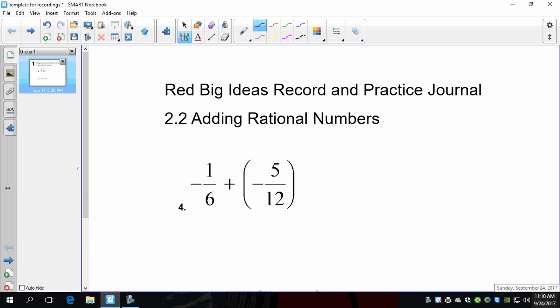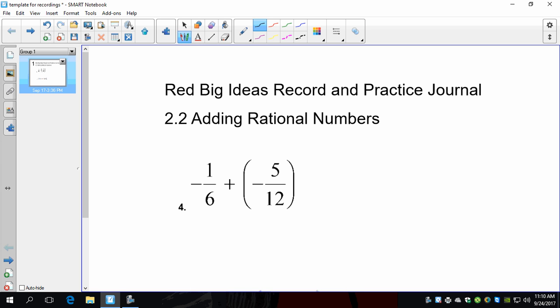We are working from Red Big Ideas Record and Practice Journal. We are now in Chapter 2, and we're working on 2.2, Adding Rational Numbers. For number 4, we have -1/6 plus -5/12. We have to think back for adding integers.